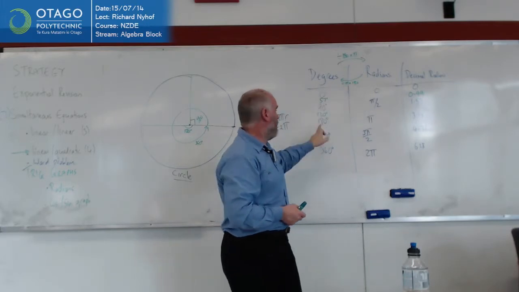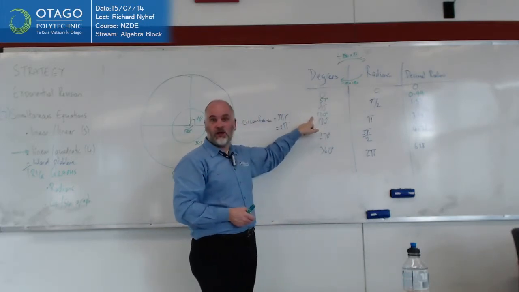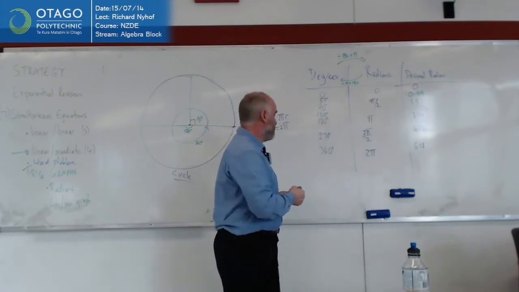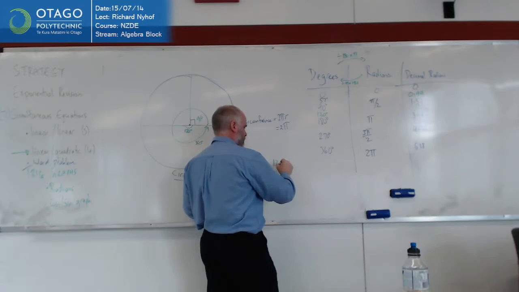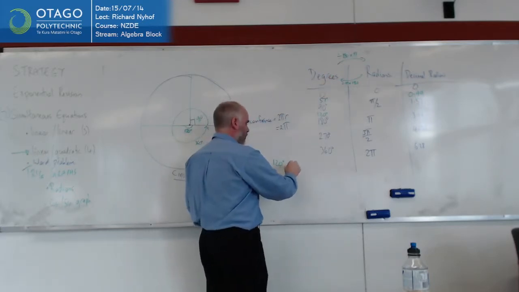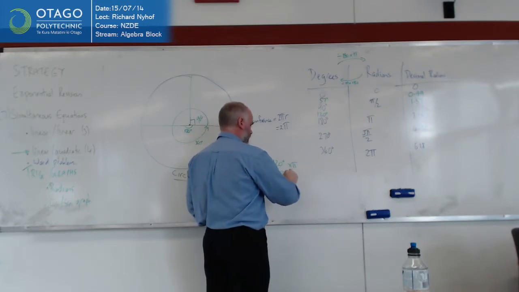Yep. So if we start with 120 degrees and we want to put that into pi radians, so we've got 120 degrees. To change into radians, we're multiplying by pi and dividing by 180.